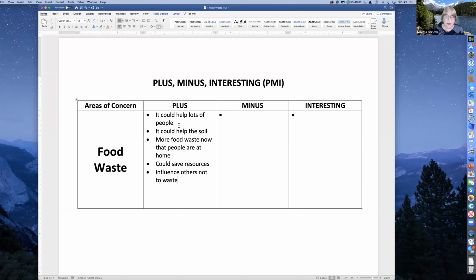Okay, let's stop there and let's go over to the minus column. Thank you for your ideas there to share. So let's see if people can come up with some things that would be, why it would be difficult for us to address this topic, or why it might not be the best idea.